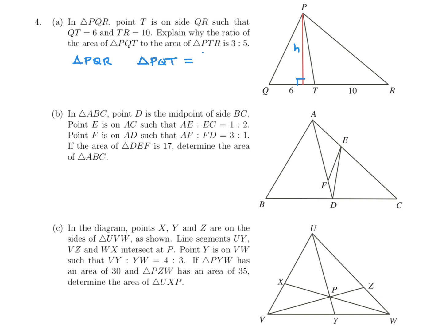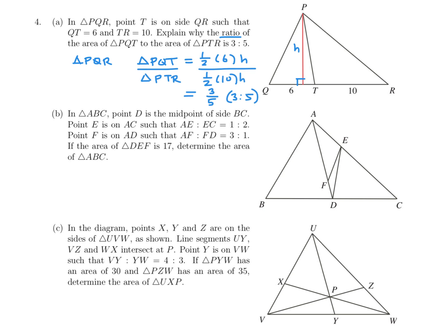PQT. That's going to be 1/2 base, which is 6, times height, which is h. Now this question wants you to calculate a ratio, so I will compare it to PTR, and that is 1/2 base, which is 10, times h. And you'll notice that the h's cancel, and this just becomes 3 over 5, which is exactly the ratio that they wanted.